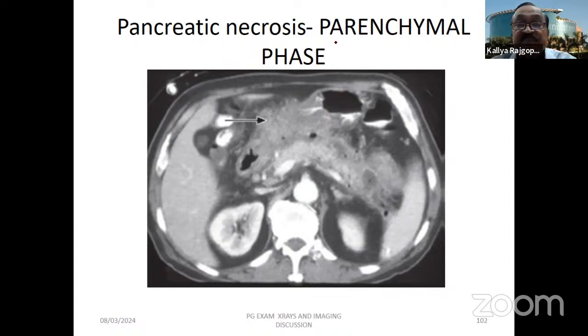Now, if you see carefully here, there is pancreatitis, extensive pancreatic necrosis. You can see necrosis here and there, and there's pancreatic tissue. So it's a pancreatic parenchymal phase. As you can see, a lot of fluid also around here, everywhere. So a classical pancreatic necrosis.